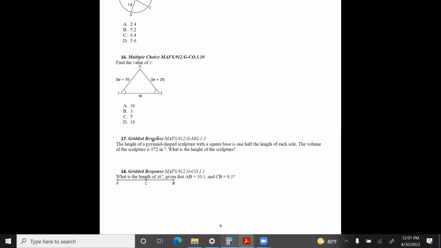On 17, the height of the pyramid-shaped sculpture. The height of a pyramid-shaped sculpture with a square base is 1/2 the length of each side. The volume of the sculpture is 972 inches cubed. What is the height of the sculpture? So let's go back through. The height of a pyramid-shaped sculpture with a square base is 1/2 the length of each side. So they didn't actually tell us any other dimensions here. It's just all based off of, I'm going to call it x.